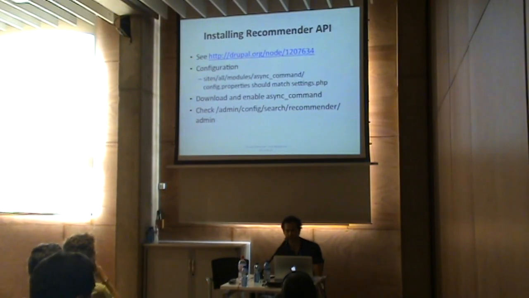Then you want to visit the async command setup. There's a special configuration file there called config.properties. There are instructions in that link at the top. Basically, that has to replicate or be consistent with your settings.php file. It's an interesting approach, but basically, this file is required so that the Java library will be able to talk to your Drupal database and get access to at least those recommender tables.